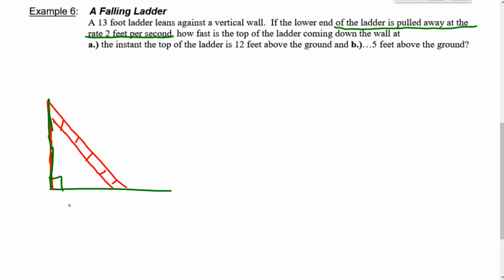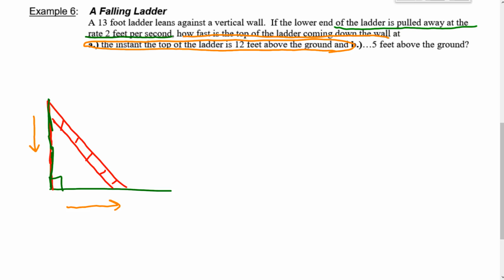So the ladder is going to slide to the right, which of course is going to bring the top of the ladder down. And that's what we're going to try to find. How fast is the top of the ladder coming down the wall? Now we have a specific time that we want to look at, the moment that the top of the ladder is 12 feet above the ground.